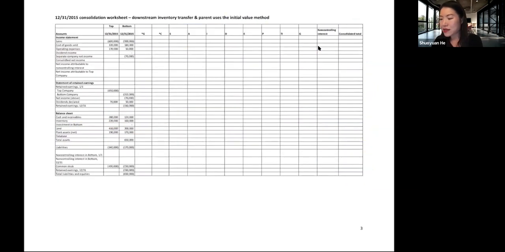Now let's look at the third situation. It is a downstream transfer, and the parent is using the initial value method. In this situation, let's first fill in, by copying, the parent's books from what we got from last class.